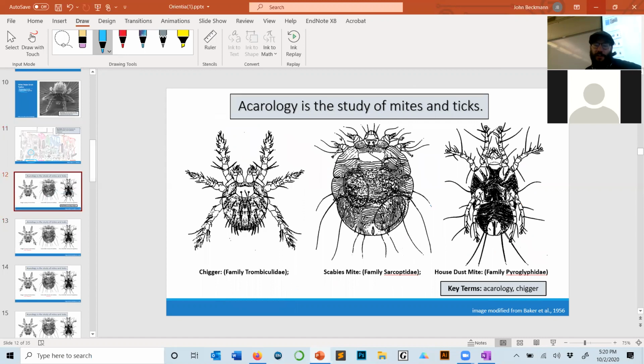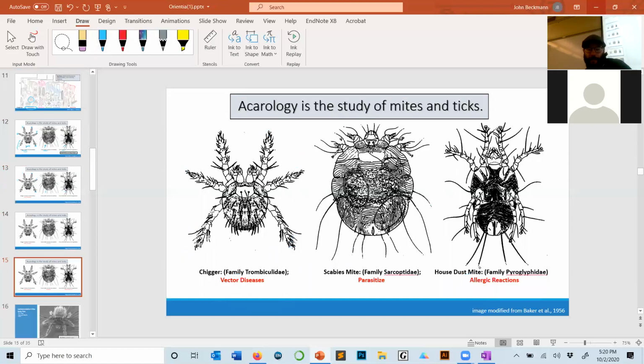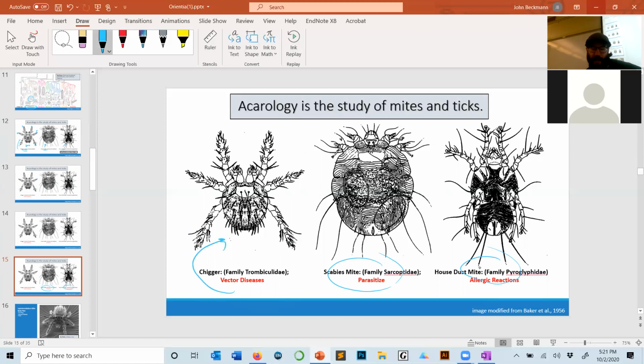Okay, just to show you that, again, there are other mites that are medically important. So these are the chiggers. These are what they look like. This is the larval stage, because the larval stage has 1, 2, 3, 4, 5, 6 legs. These mites are scabies. These mites are what dust mites look like. So there are other mites that are medically important. Scabies will parasitize you. Dust mites will cause allergic reactions. But these are the ones that vector diseases like scrub typhus.